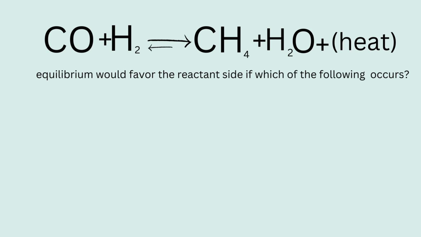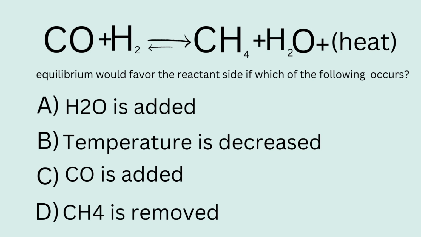Equilibrium would favor the reactant side if which of the following occur? By the way, when you see the word favor, it means shift towards, okay? So this means equilibrium would shift towards the reactant side if which of the following occurred. So A, if H2O is added. H2O is a product here. If we add product, the system will shift towards the reactant in order to balance it out. Or we can say the system will favor the reactant side. Same thing. So this is our correct answer here.